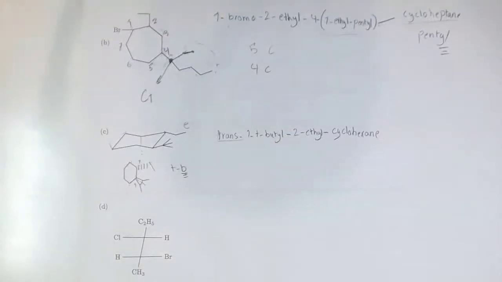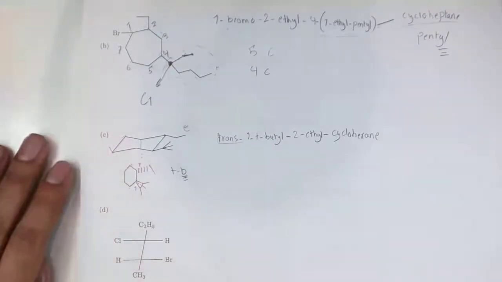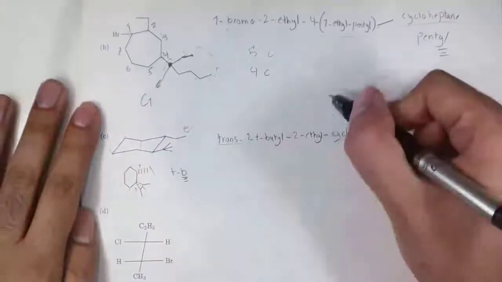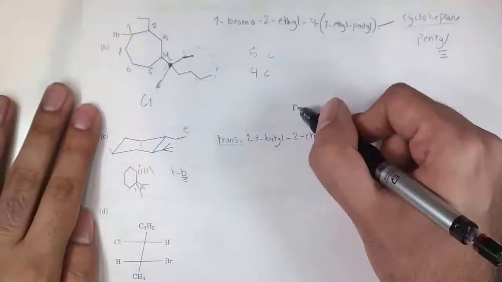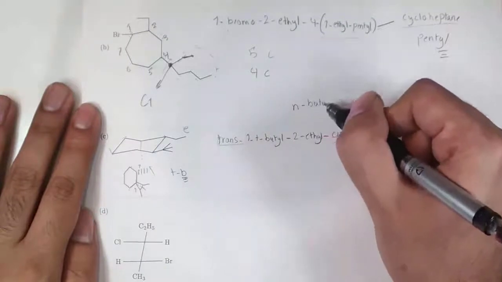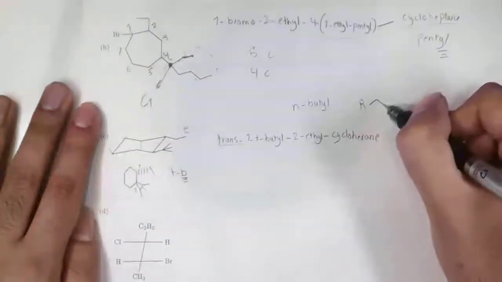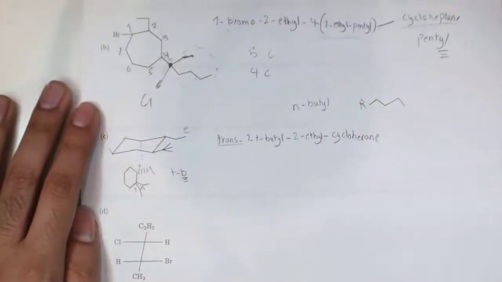Go ahead. Why is it T-butyl and not iso? So these are all different isomers of the same compound. Butyl means I have 4 carbons in my substituent. For example, I could have n-butyl. If this is my hydrocarbon chain, I'll have 1, 2, 3, 4 carbons attached to this.